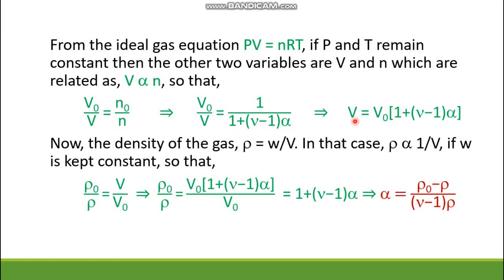So in place of V we can put this value here. In place of V we are putting V0 into within bracket 1 plus (nu minus 1) into alpha. Then V0 cancelled, then 1 plus (nu minus 1) into alpha is left, and rearranging this equation we can get another expression: alpha equals (rho 0 minus rho) divided by (nu minus 1) into rho. So here we are getting a relationship where alpha is expressed in terms of rho and rho 0.